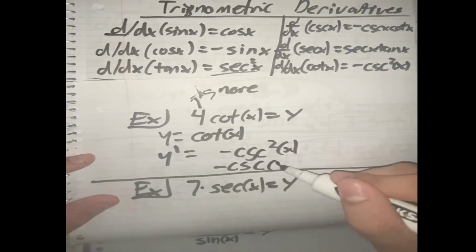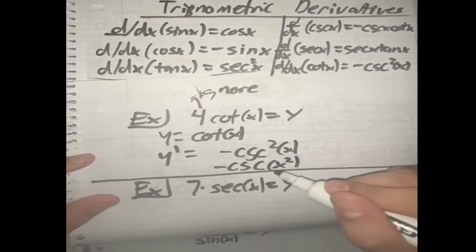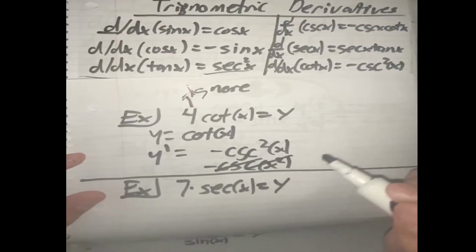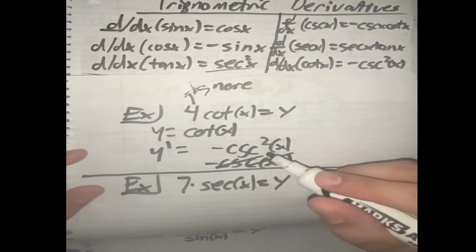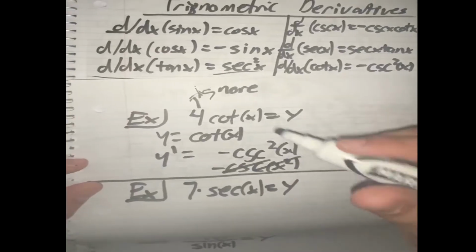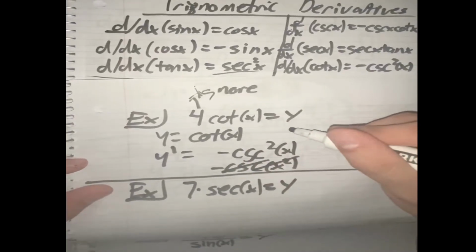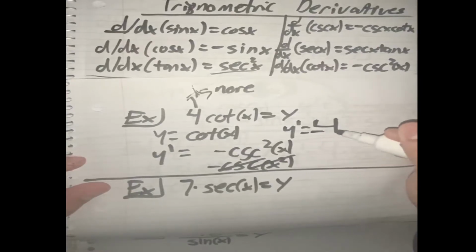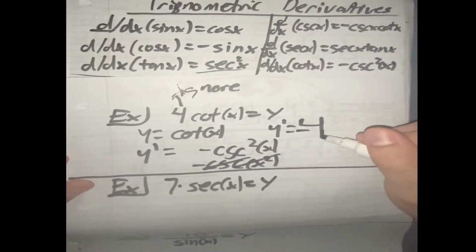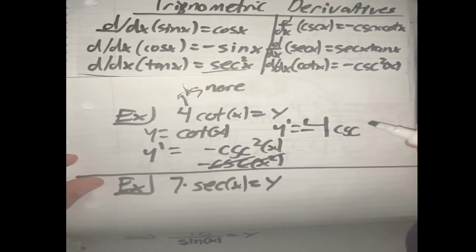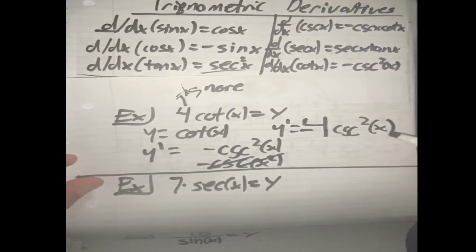And more than anything, don't put the squared inside the x, because you will get it wrong. That's a completely different function. So for negative cosecant x squared, don't forget that we had a 4 in front of it, so y prime is actually equal to negative 4 cosecant squared x.